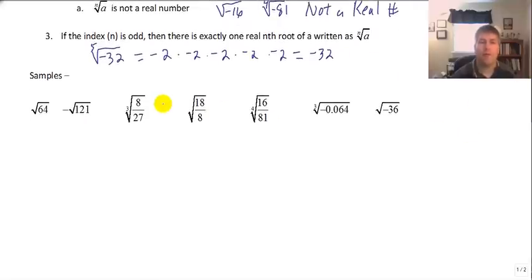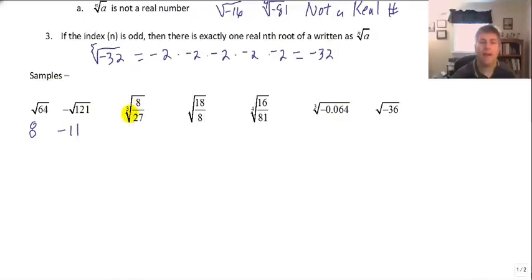So let's do some samples. We got some square roots, some fourth roots, some cube roots. Let's take a look at these, some real straightforward ones. The square root of 64, that we should know from our perfect squares, we're just going to get the principal square root of that. That's going to be 8. The square root of negative 121, it's the opposite of 11.